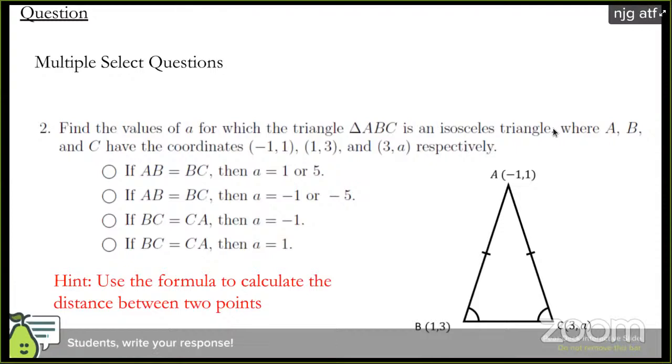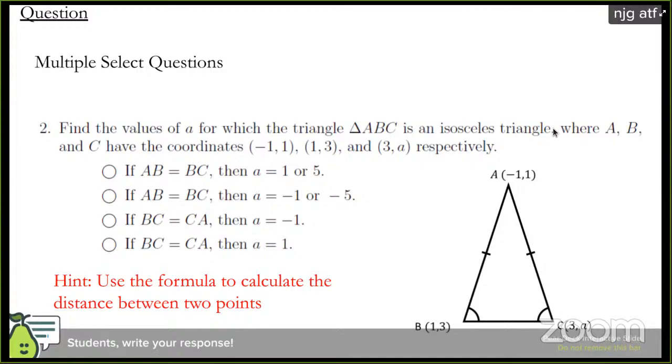Now you have to solve this question using the distance between 2 points. The question is: find the values of A for which the triangle ABC given here is an isosceles triangle. An isosceles triangle means two sides of the triangle are equal, that means the lengths of those two sides are equal and the other side is different.